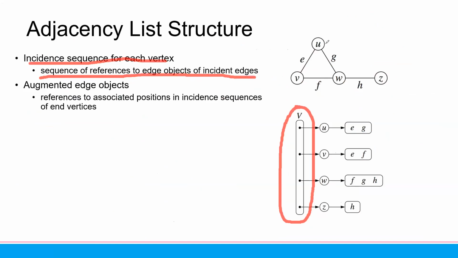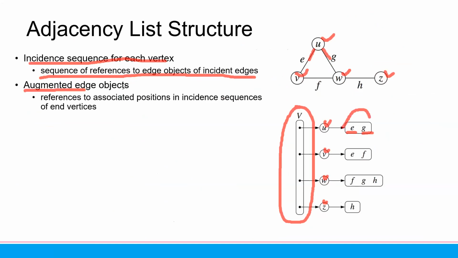So I know that we have the U, V, W, and Z. And for this U, I know that it connects to two edges, which are E and G. So you can use a way like the hash table to see this data. So we can have the chain.